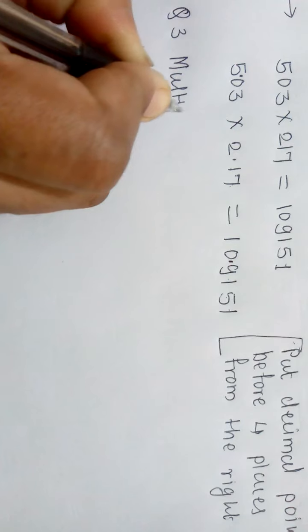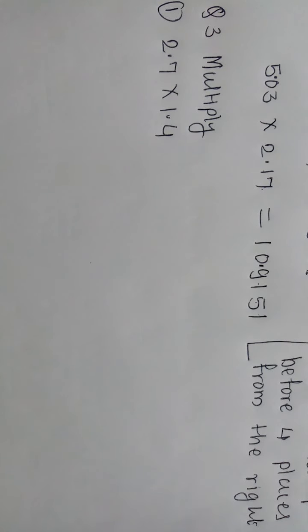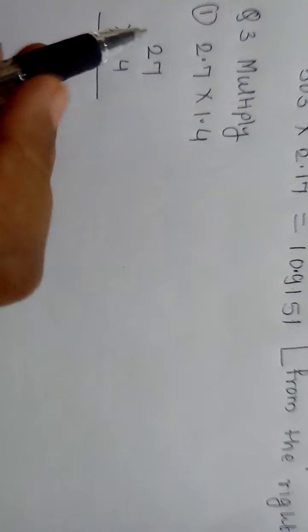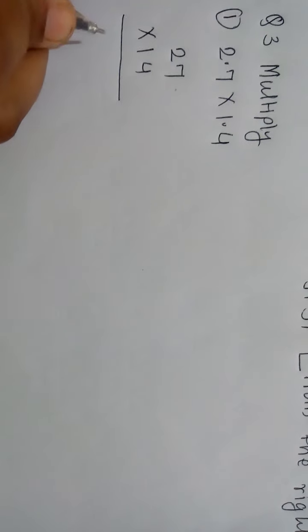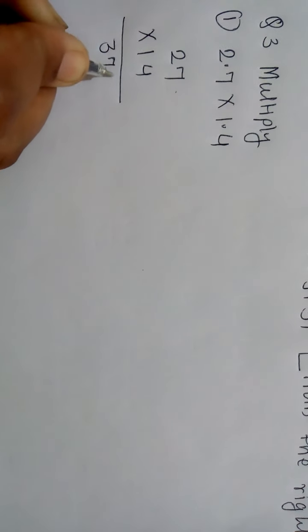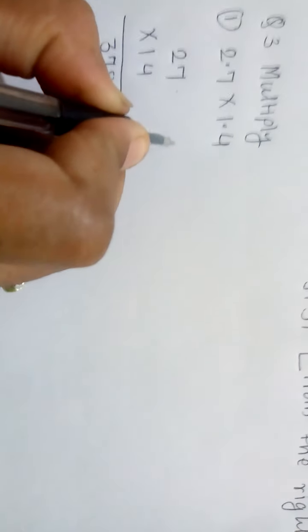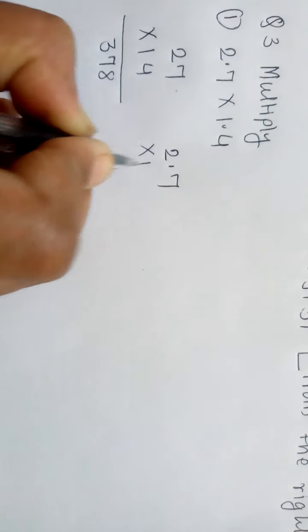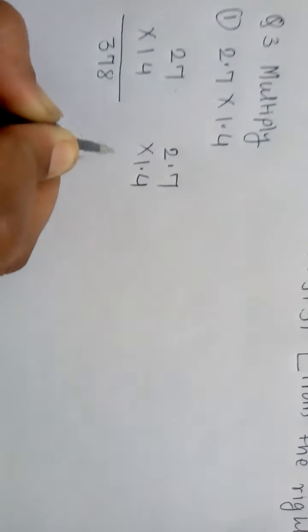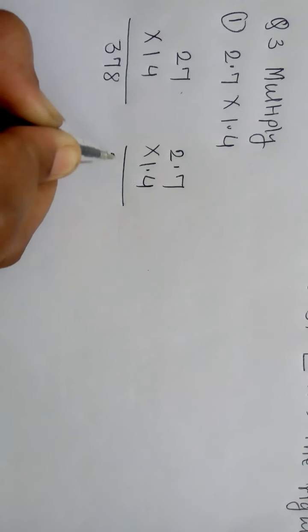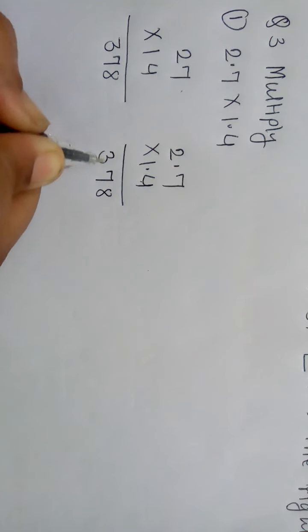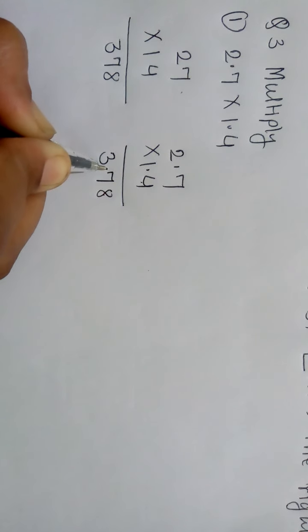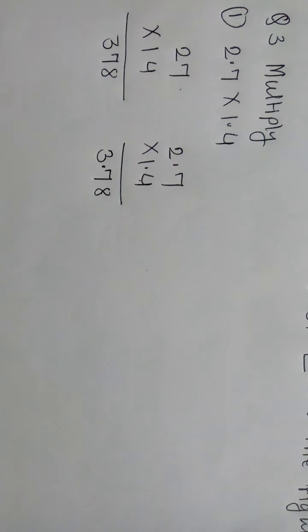Now question number 3 is there. Multiply 2.7 into 1.4. First we will multiply 27 into 14 without the decimal point. So the multiplication is 378. Now we will think about the point. 2.7 into 1.4, and here the multiplication we already know is 378. Now here 1 and 2 places are there. So before 2 places, 1 and 2, the decimal point will be there, that is 3.78.